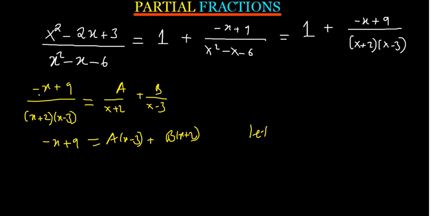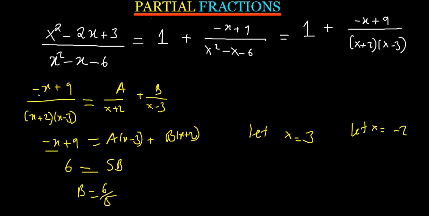Yes. So we are going to let x be equal to 3 for us to eliminate a. So we are going to have negative 3 plus 9, which will be 6. And then 3 plus 2 is 5, times b, that will be 5b. Meaning that b is going to be 6 over 5. And then we let x be equal to negative 2 for us to eliminate b. So negative 2 times negative gives positive 2, plus 9 is 11. That will be equal to negative 2 minus 5, which is negative 5, times a, that will be negative 5a. Then a is going to be equal to negative 11 over 5.